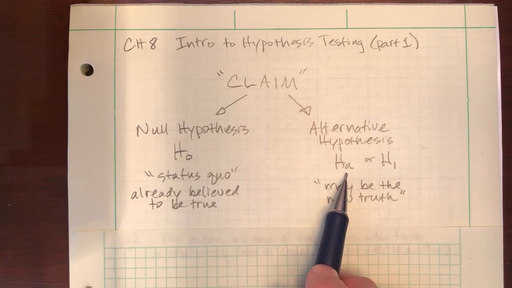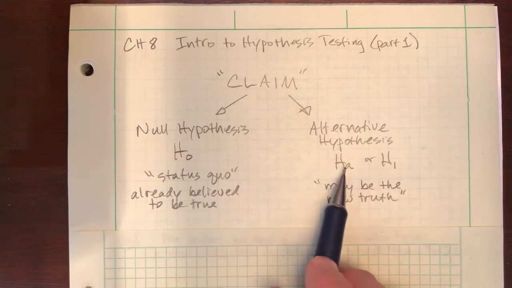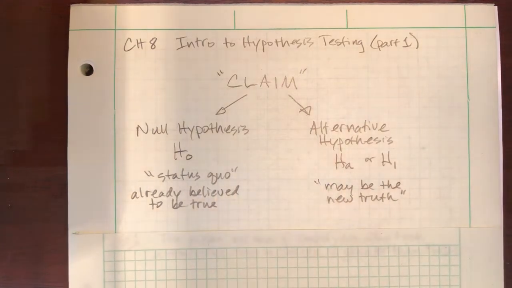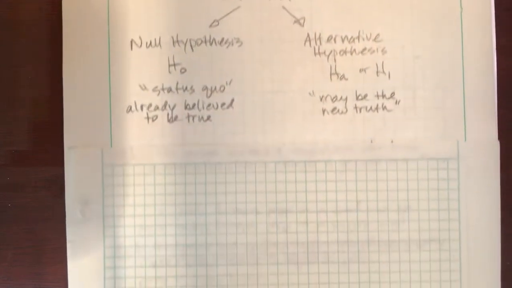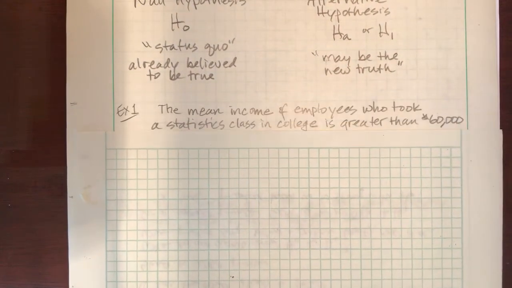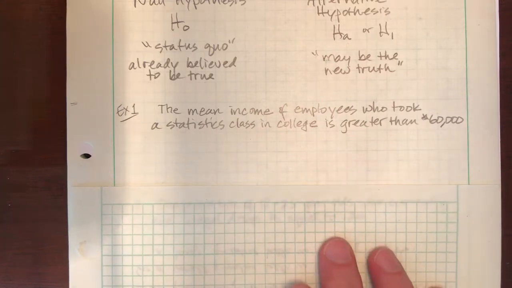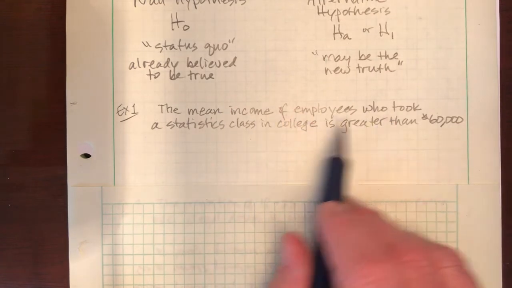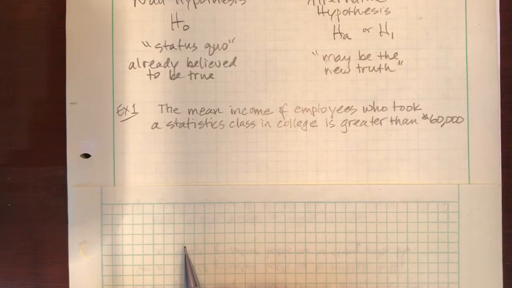And we will gather evidence and weigh it, and we're going to learn how to decide which one we end up standing by. So the first thing we need to learn is how to write these statements. So we're going to look at 4 examples, each starting with some claim, and we're just going to learn how to set up the original hypotheses. Okay, so here's some claim. The mean income of employees who took a statistics class in college is greater than $60,000.